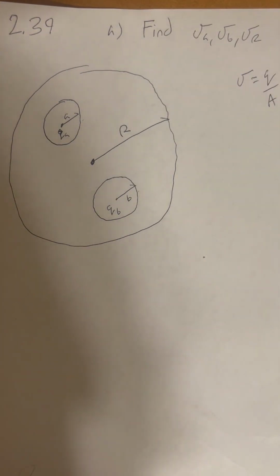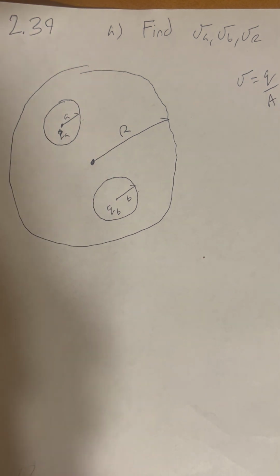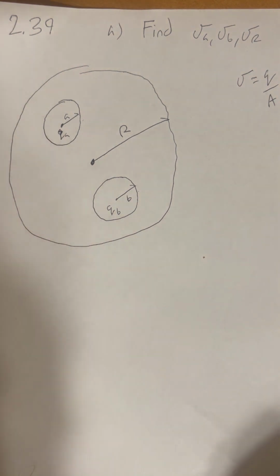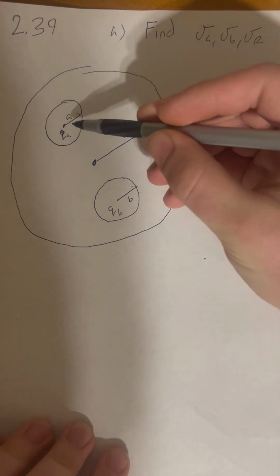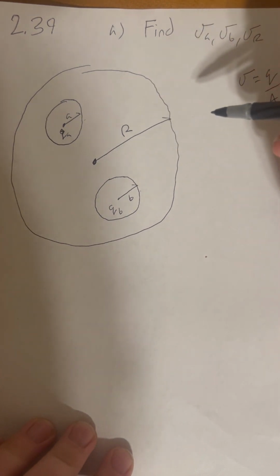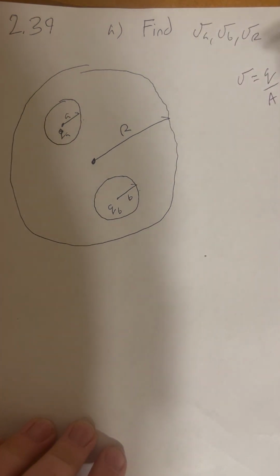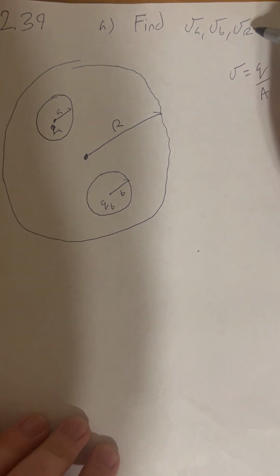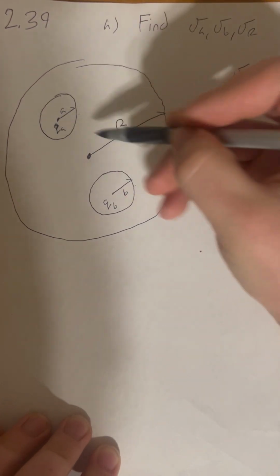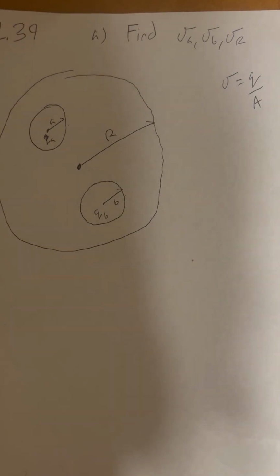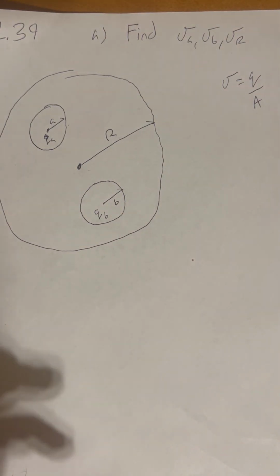Hello, I'm Justin Huey. I'm doing problem 239 from the textbook, in which we are tasked with a neutral conducting sphere, which has two spherical cavities hollowed out from it. In one we have a point charge QA placed in the center, and in the other we have point charge QB placed in the center. The spherical conductor itself has a radius of big R. So first we are tasked with finding sigma A, sigma B, sigma R, the surface charge density on each surface. And we know that sigma is equivalent to the charge over area.